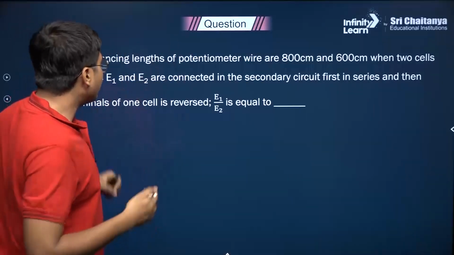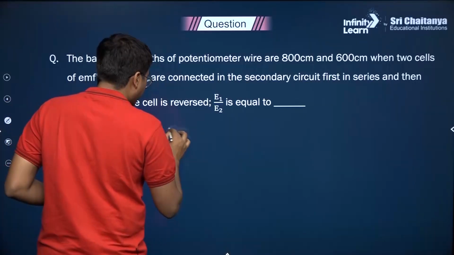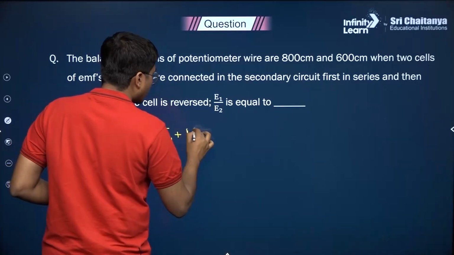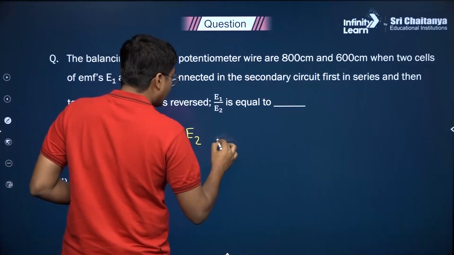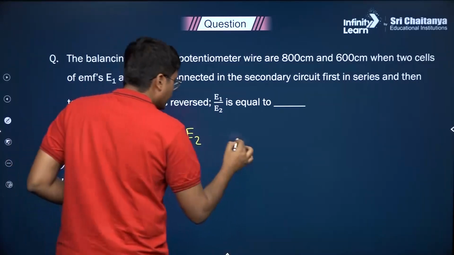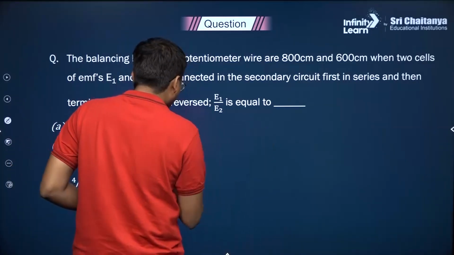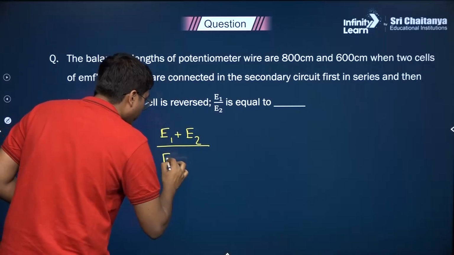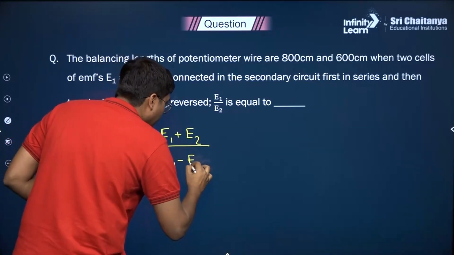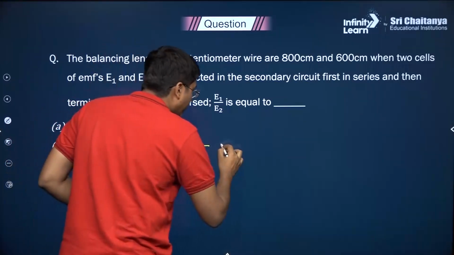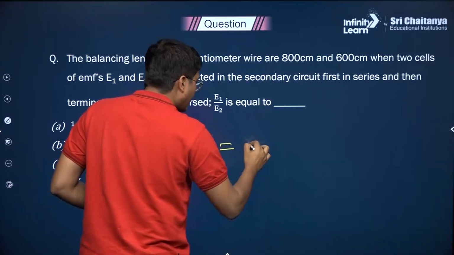So it is said that in the case of E1 plus E2, the length is 800 centimeter. Let's keep it directly in the ratio form. Next case, you have E1 minus E2, and over there, you have it as L1 by L2.